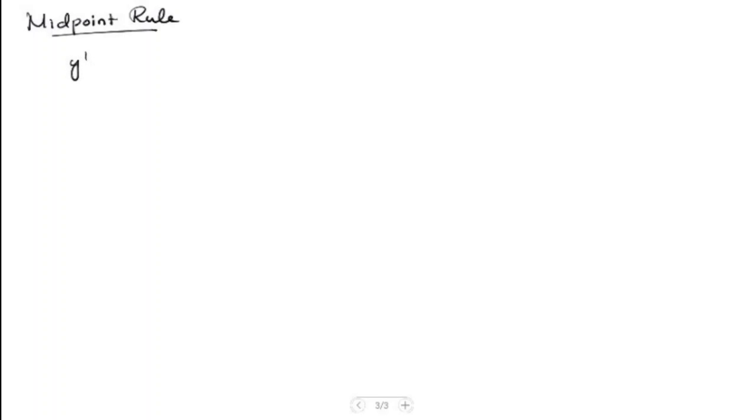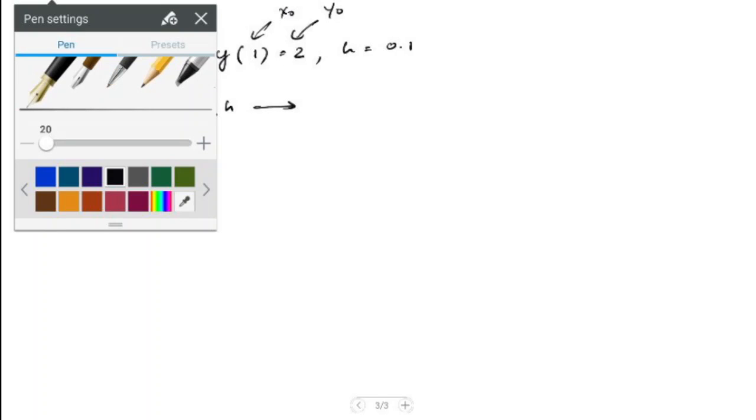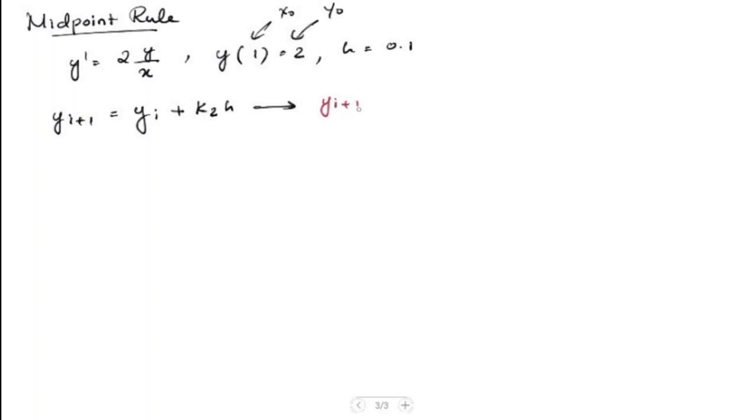Our differential equation is 2 times y divided by x, and our initial condition is y of 1 is equal to 2. So this is our x0 and this is our y0, and for h we have step size 0.1. Our formula for the midpoint rule is yi plus 1 is equal to yi plus k2 times h. Replacing with the values we know, h is 0.1, so we would say 0.1 times k2.